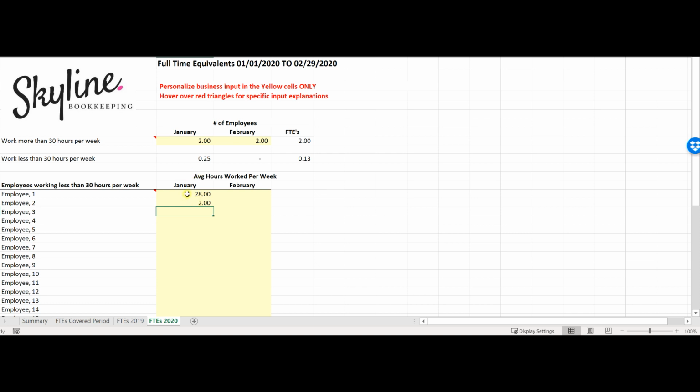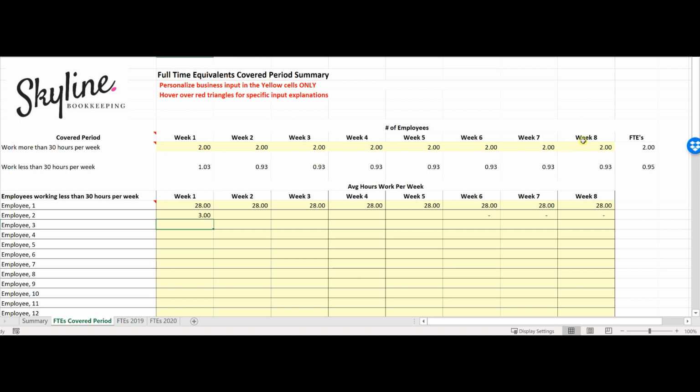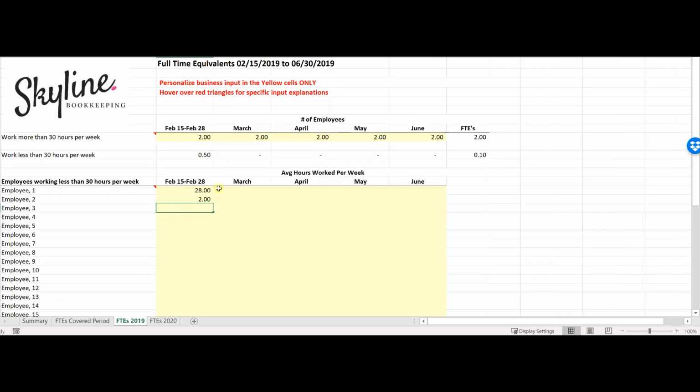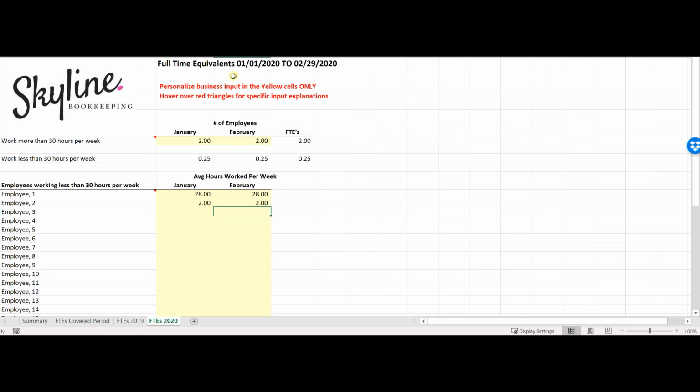So in this time frame, I'm just going to say that I had 2 employees that worked more than 30 hours per week. And then I also had 2 employees, one that worked 28 hours and another that worked 2 hours. And I entered that information in for each time period. So I went ahead and entered in this information. So now I've completed every single tab for the covered period, for, if I had filled in this information, for this time period as well as this time period.